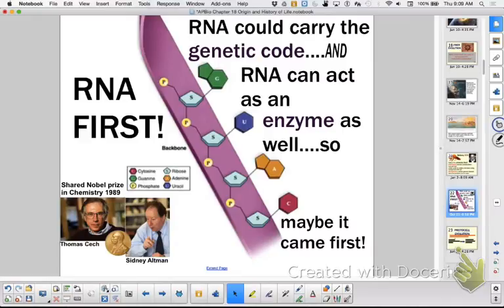So RNA first hypothesis. RNA could be a substrate and an enzyme. A substrate and an enzyme.